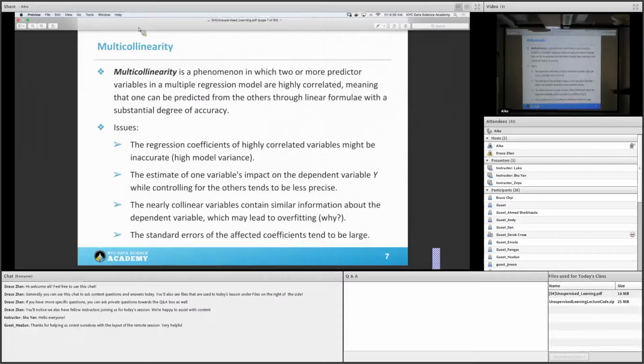And we put a few remarks over here. The regression coefficient of highly correlated variables may be inaccurate. And that means the so-called model variance will be large. By model variance, we mean in the linear model framework, it's just the standard error of your coefficient will be very wide. And the estimation of one variable's impact on the dependent variable, where we control the rest, tends to be less precise.